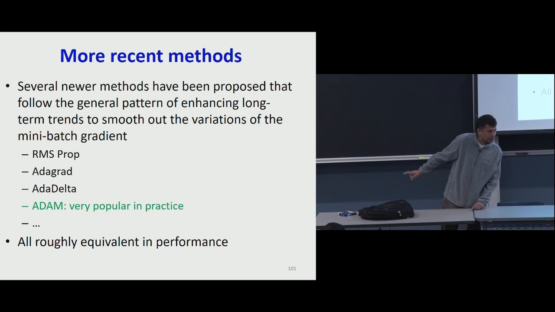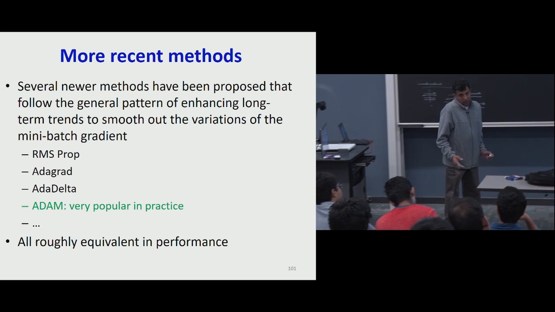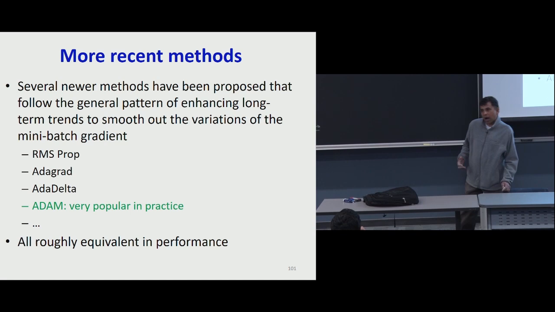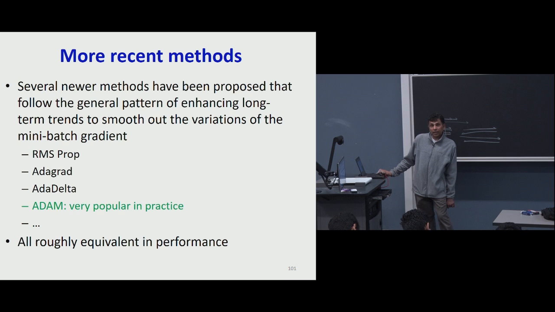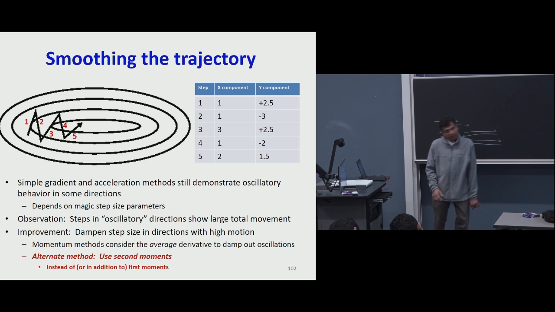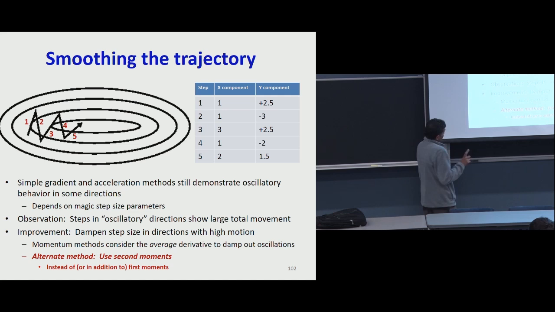So we have a lot of methods that begin looking at the second order, the second moment terms for the gradients when you actually decide how to adapt, how to make corrections to the current estimate. And these are things like RMSprop, Adagrad, Adadelta, Adam, all of them are basically looking at the second moment instead of just looking at the first moment. So the basic idea simply is still the same, right? This is just trying to explain what I just drew on the board. Simple gradient and acceleration methods can still demonstrate oscillatory behavior, but let me skip the slide.